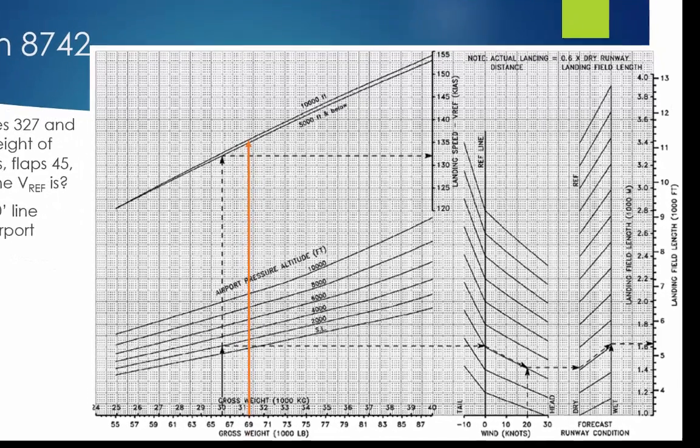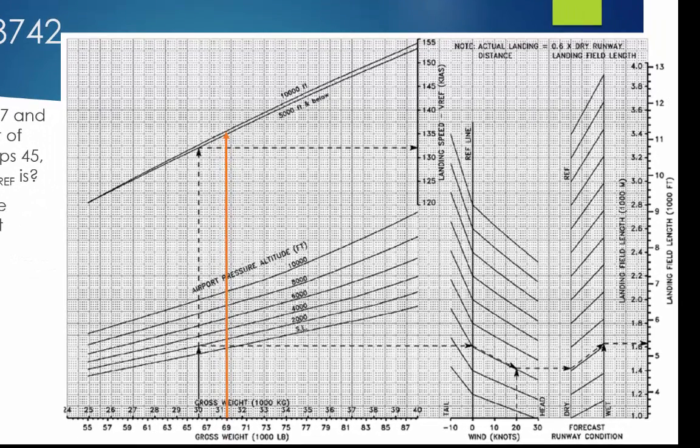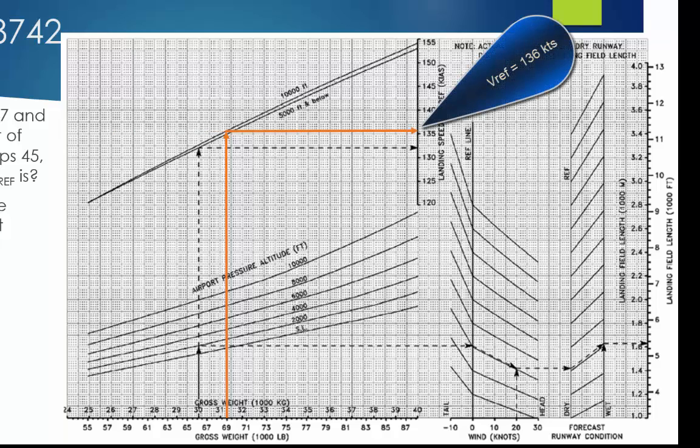So drawing a line up from 69,000 pounds at the bottom, make sure you're using pounds and not kilograms, up to a point between the 5,000 foot and below line and the 10,000 foot line. We can then go straight over and we can get a VREF speed of 136 knots.